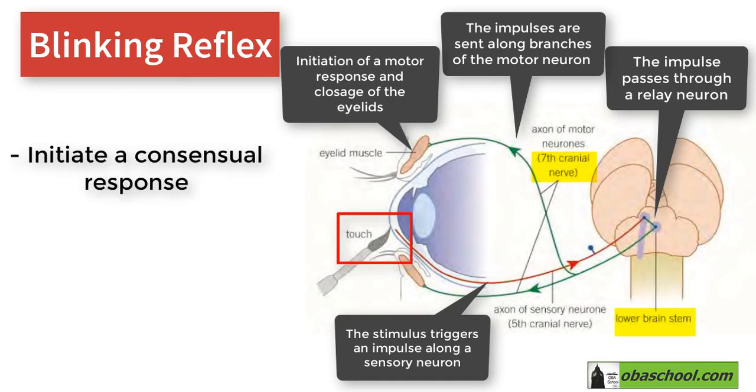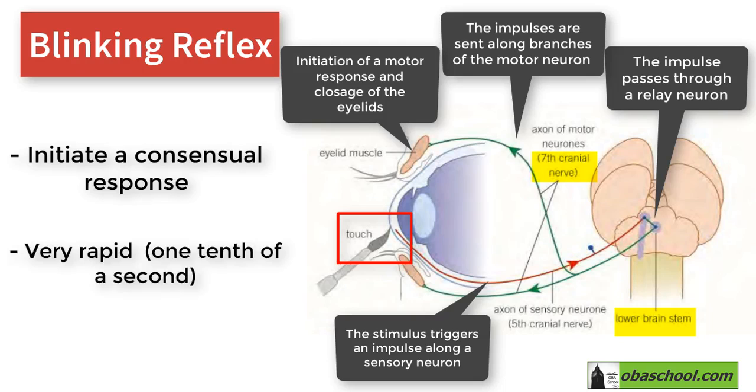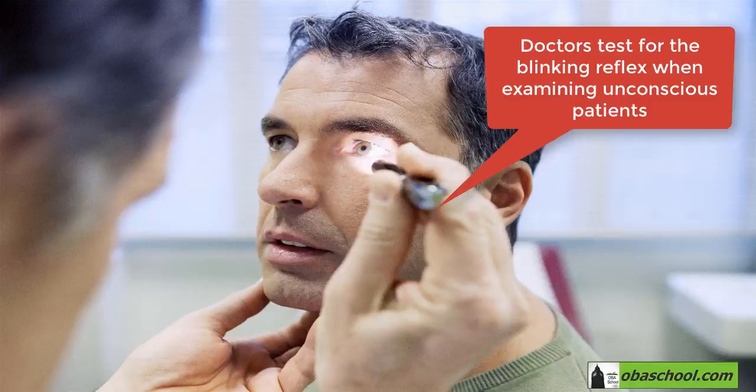The reflex initiates a consensual response. This means that both eyes are closed in response to the stimulus. This blinking reflex is very rapid. It occurs in around 1/10 of a second. Doctors test for the blinking reflex when examining unconscious patients. If this reflex is present, it indicates that the lower brainstem is functioning.